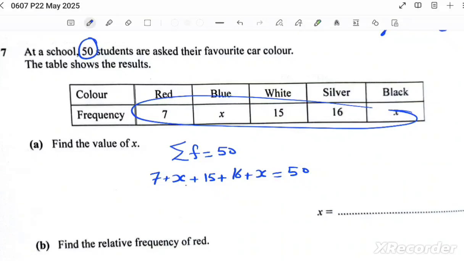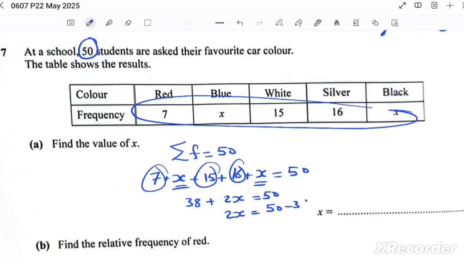Now, how many X do we have? Let's collect the like terms. We have 2X, and let's collect 7 plus 15 plus 16. So it should be 38. Now 2X equals 50 minus 38. So 2X equals 12. So X equals 6. So we can write now that X here equals 6.